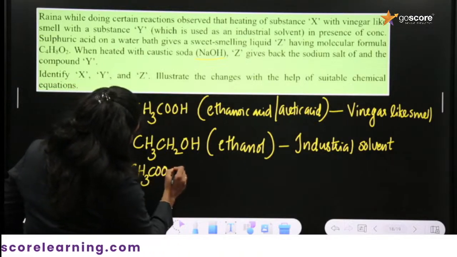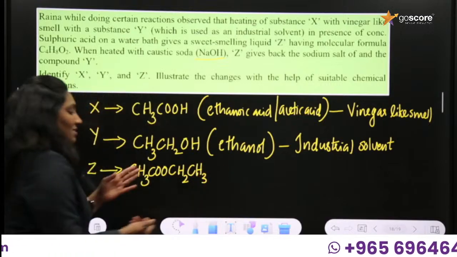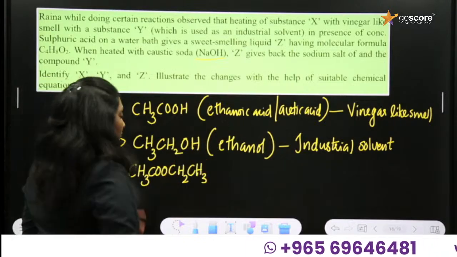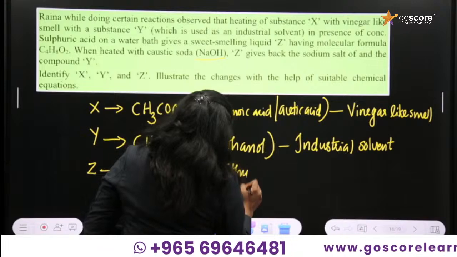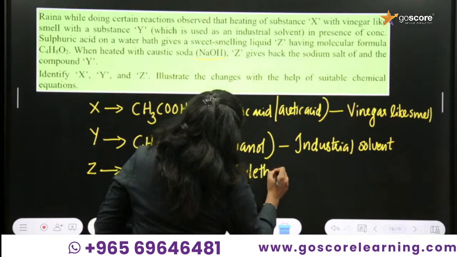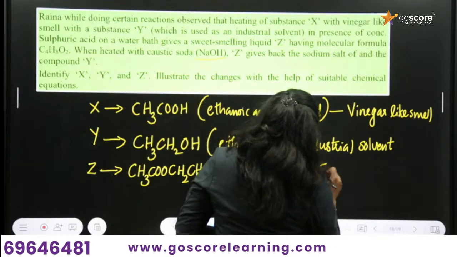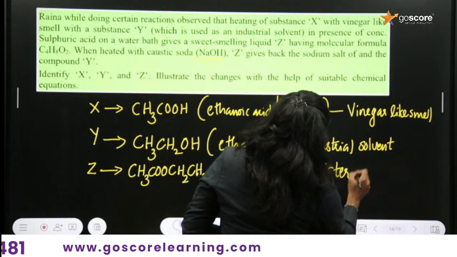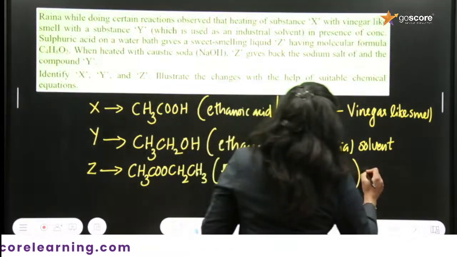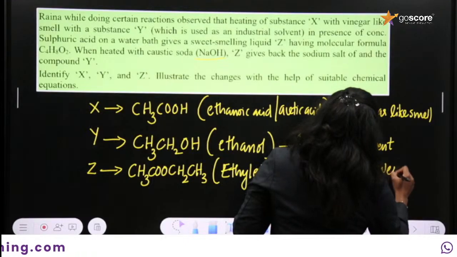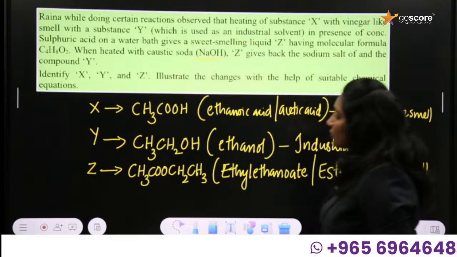CH3COOCH2CH3, or you can write CH3COOC2H5. Both are okay. That is ethyl ethanoate, which belongs to the ester family, right? And it is given that it has a sweet smell, and the formula is also mentioned.